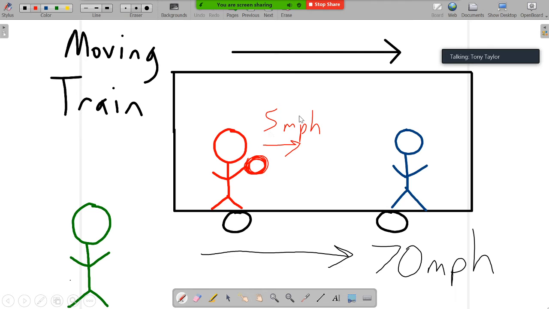Someone tell me, okay, if this ball is moving at 5 miles per hour from the point of view of the individuals inside the train, someone tell me from the observer outside the train, from his frame of reference, how fast is that ball moving? Someone give me an exact number. What do you guys think? Anyone?